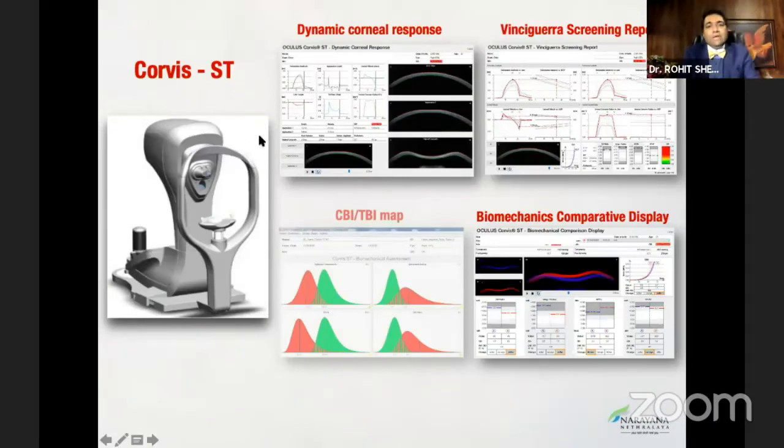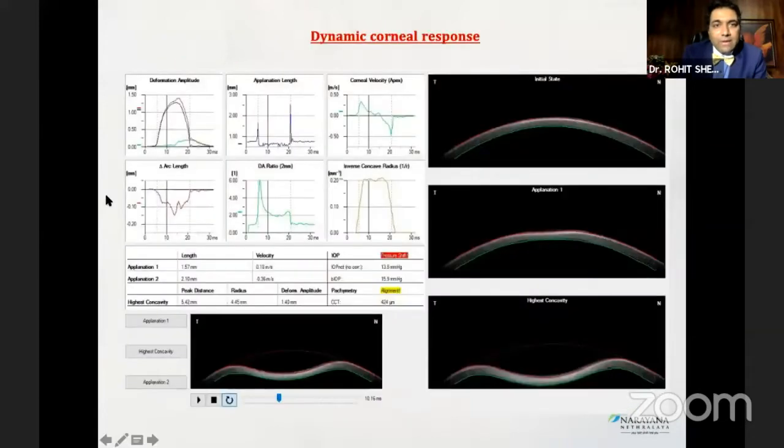I'm going to concentrate more on one device which we all have, rather than trying to bring in concepts which are still not evolved, or something which is kind of obsolete, like an ORA at this point of time. So the Corvis ST is what we use. To make it very simple, and rather than going into all the mathematics, it just looks at how the cornea deforms. And all the deformation factors have been put into a mathematical algorithm.